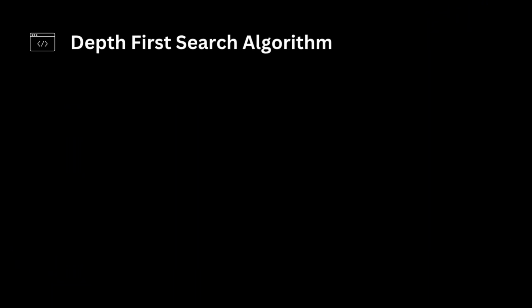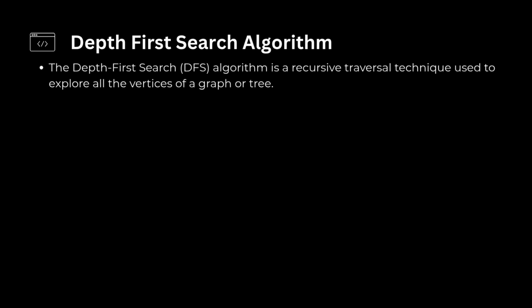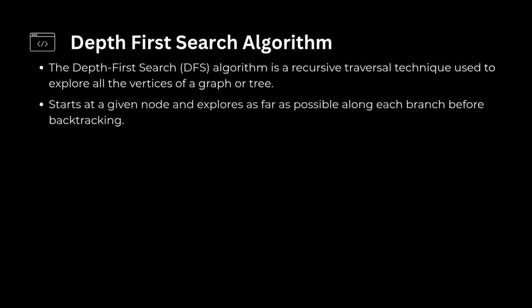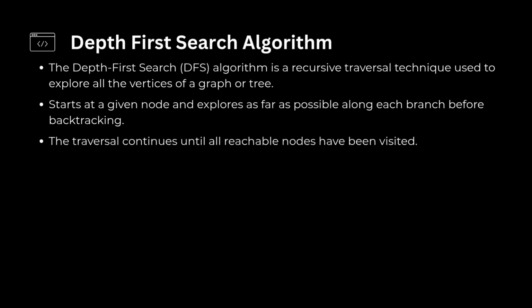Depth first search algorithm. The DFS algorithm is a recursive traversal technique used to explore all the vertices of the graph or tree. It starts at a given node, usually called the root or starting vertex, and explores as far as possible along each branch before backtracking. The traversal continues until all reachable nodes have been visited.